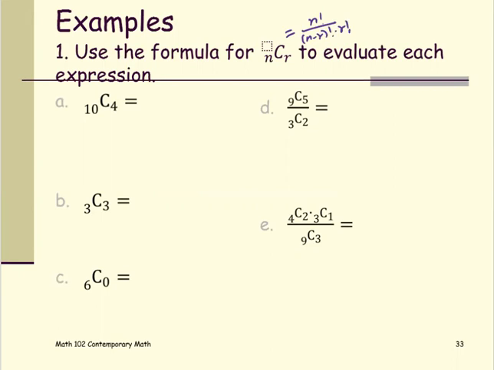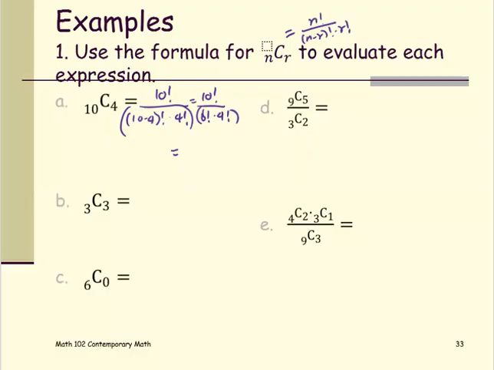Part A, combination of the 10 selecting 4. Using the formula, it's going to be 10 factorial divided by 10 minus 4 factorial times 4 factorial, because the R is 4. And then simplify this to be 10 factorial divided by 6 factorial times 4 factorial. I'm going to put parentheses down here, and then we can use the calculator to compute it.